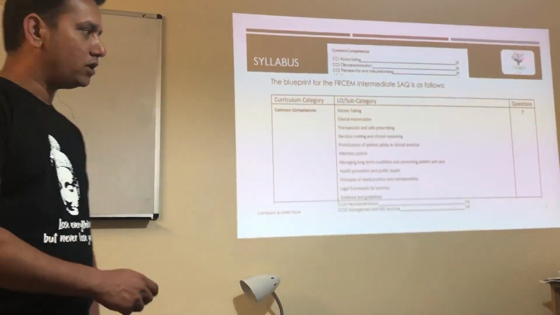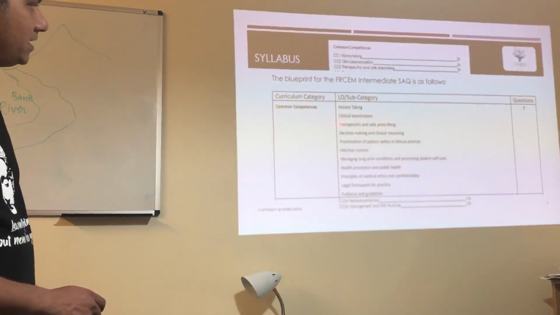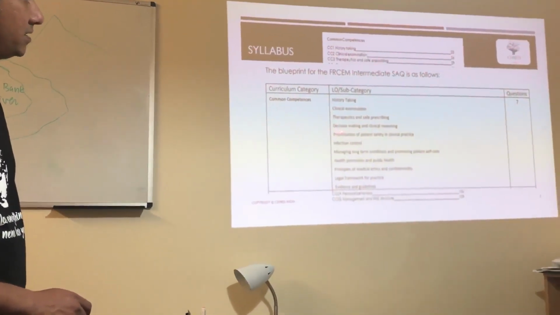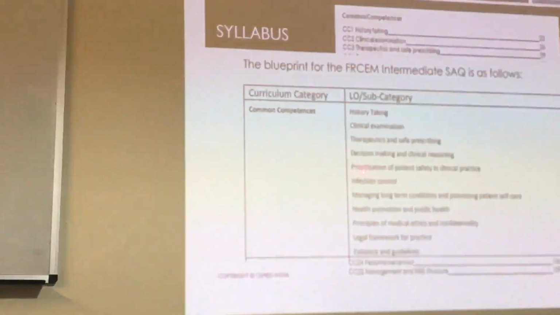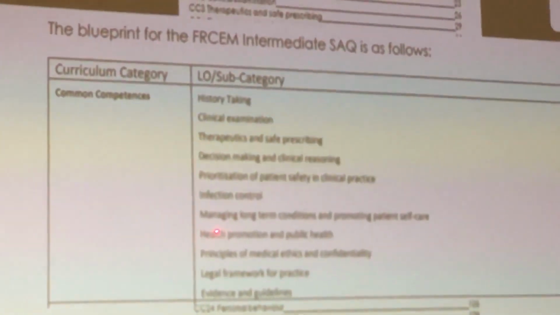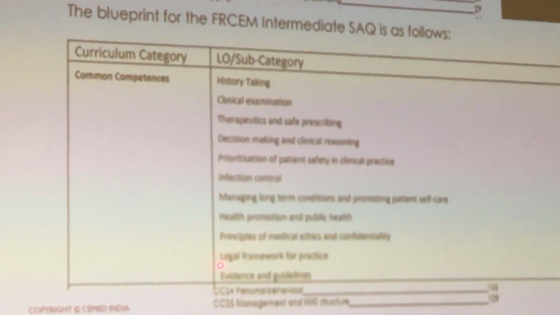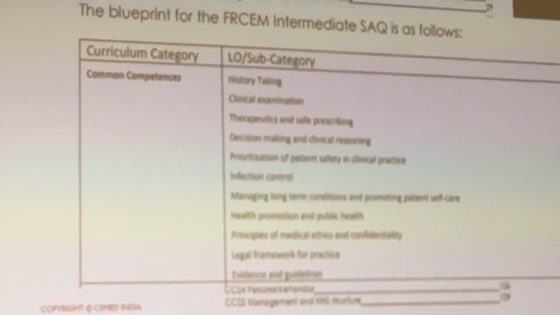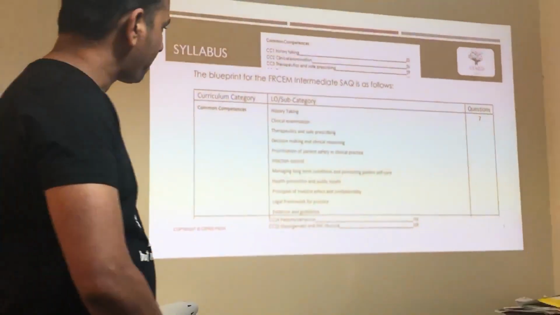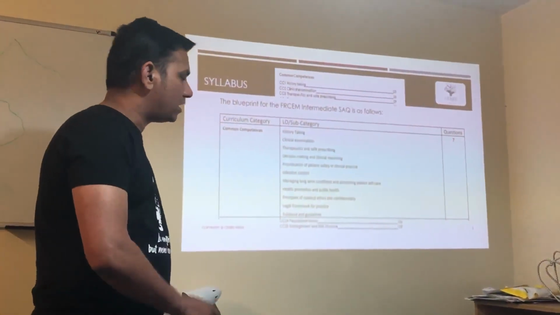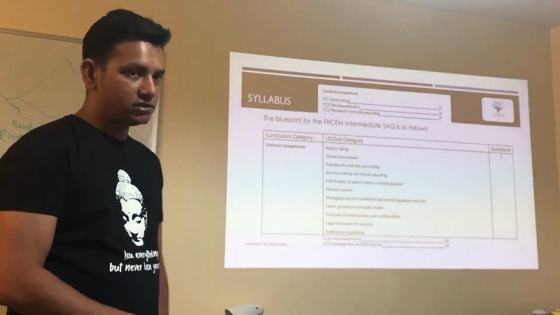These are the topics which the college wants us to know: history taking, clinical examination, therapeutics, decision making, prioritization of patient, infection control, allowing patient to make self-care, health promotion, legal framework, and evidence and guidelines. 7 questions out of 60. That's around 13%.